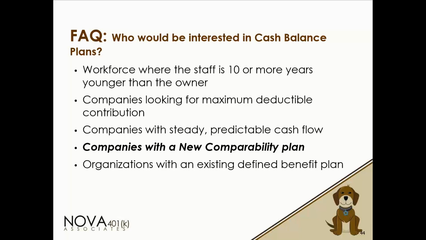Because the contributions, if you sign up for a $200,000 a year benefit, you're going to have to put in $200,000 a year. So it's not good for maybe a real estate person whose compensation fluctuates from year to year, $600,000 one year, zero the next. May not make sense for that type of business. Companies with steady, predictable cash flow.